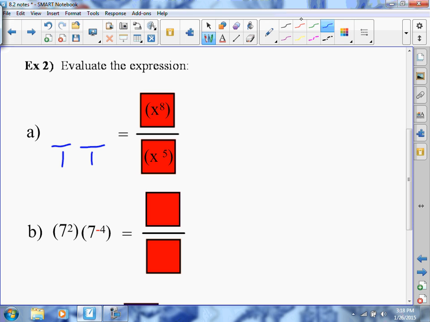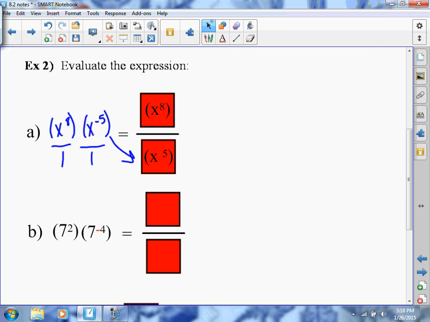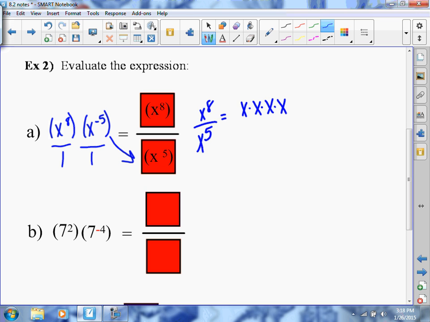And notice what happens when I move it to the denominator. That negative goes away. So I'll rewrite the problem here so that you can still see what the original problem was. This was x to the 8th and x to the negative 5th. So I move this negative 5th down here to my denominator then. Okay, so now I have x to the 8th over x to the 5th, which is really 8 x's on the top and 5 x's on the bottom.